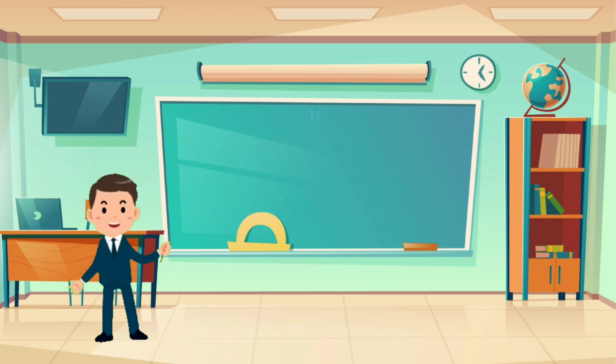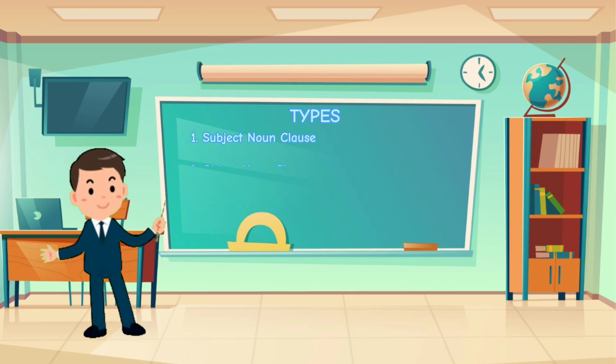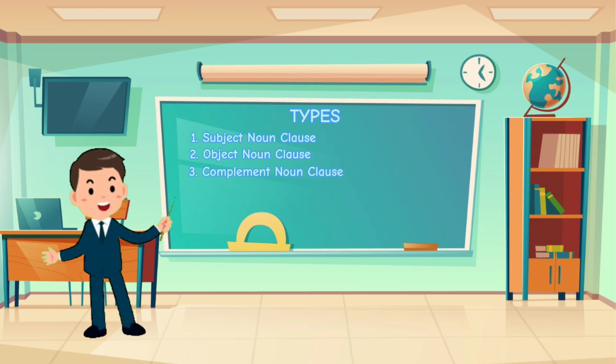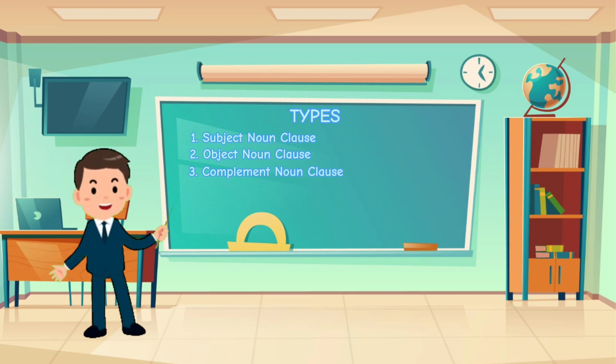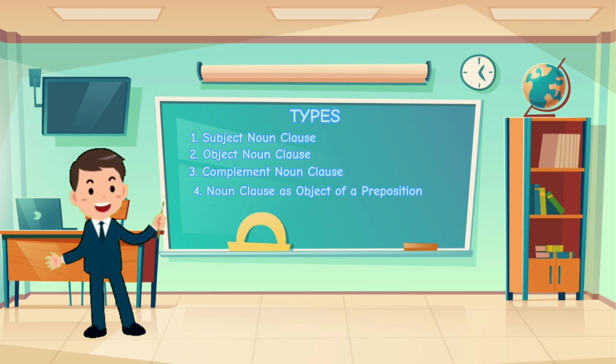And then for the types, the first one is the subject noun clause, which acts as the subject of the sentence. The second one is the object noun clause, which acts as the object of a verb or preposition. The third is the complement noun clause, which completes the meaning of a subject or object, and often follows linking verbs like is, seems, or becomes. And the last one is the noun clause as the object of a preposition, which follows a preposition and acts as its object.